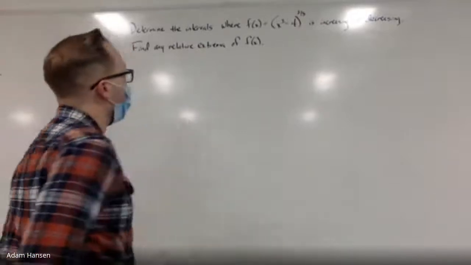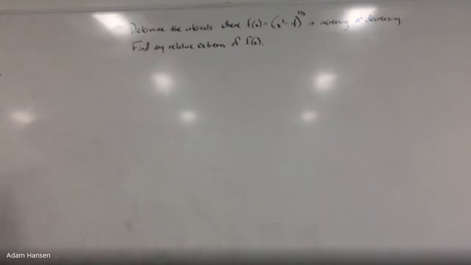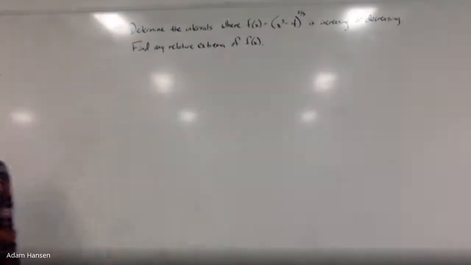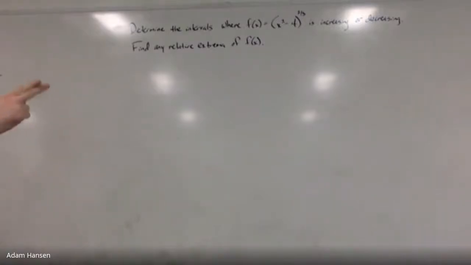So, determine the intervals where f of x equal to x squared minus 4 to the 2/3 power is either increasing or decreasing. We're going to use the first derivative test. I want to basically answer where the derivative is positive or negative, and that will tell me where it's increasing or decreasing. And I also want to use that information to find any relative extrema of f of x, because I know if it changes from increasing to decreasing, it has to be what? Going up to going down. Is that a maximum or minimum? Max. And if it goes vice versa, down then up, that has to be a minimum. If it changes sign from negative to positive, it's a minimum coordinate.